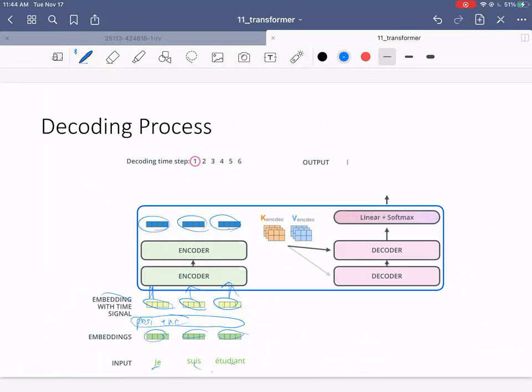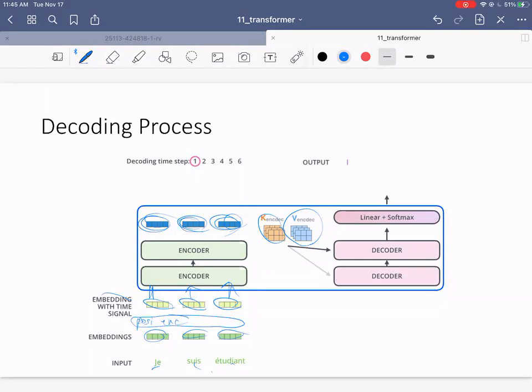So using the output of the encoder, these Z1 or whatever you call it, you generate keys and values that represent the keys and values of the input, the encoded words, and then you use them in the decoder part.